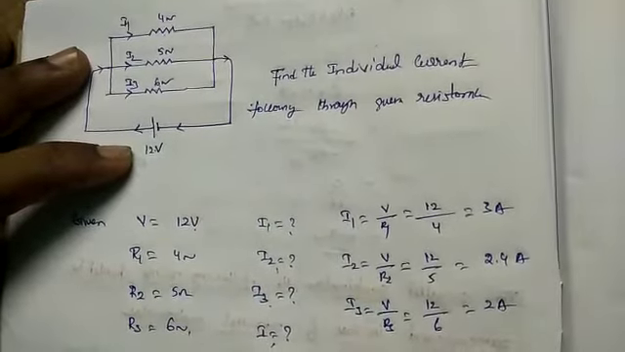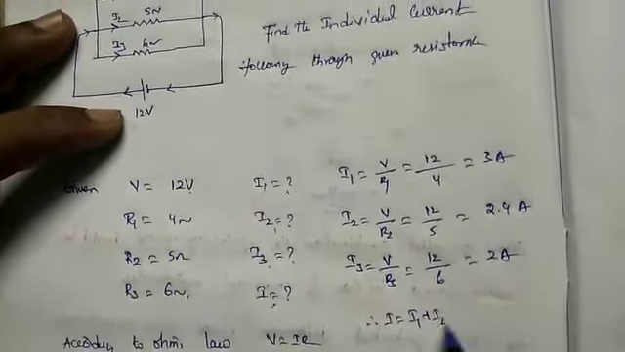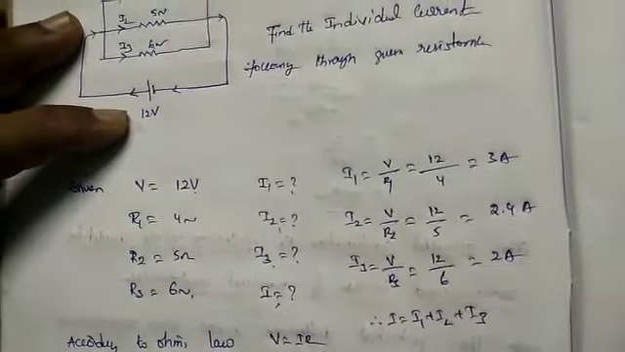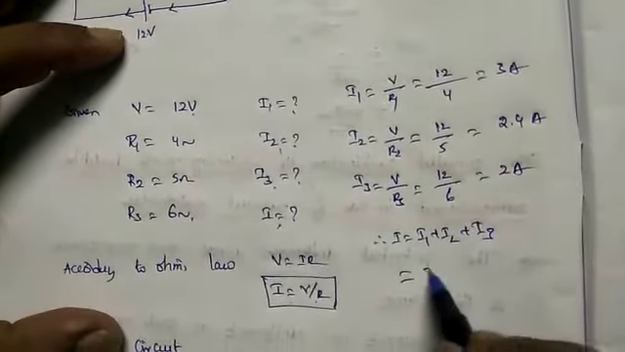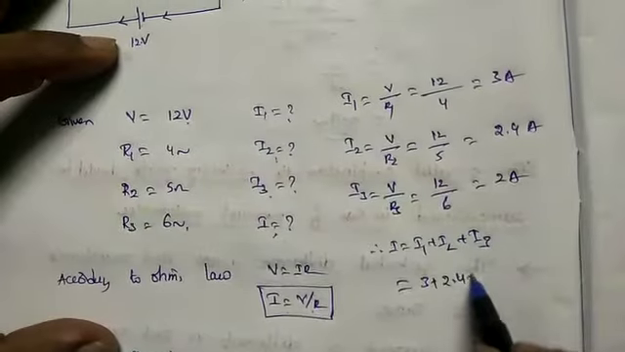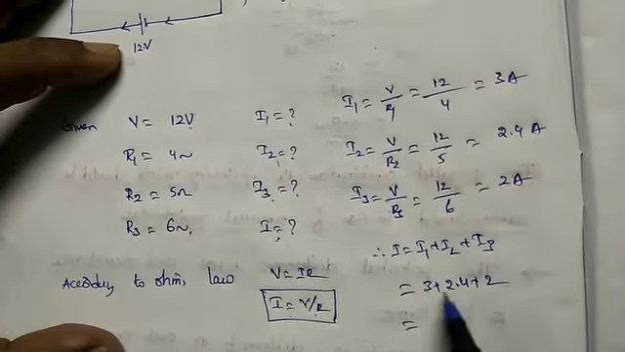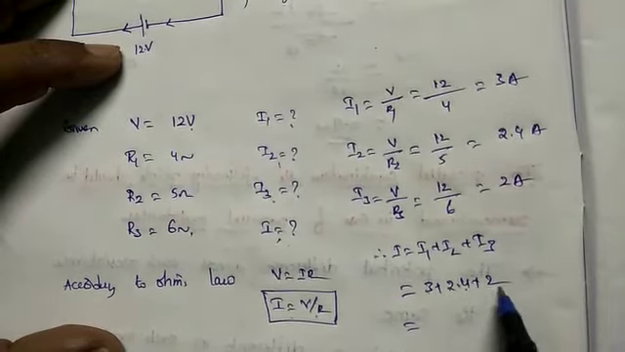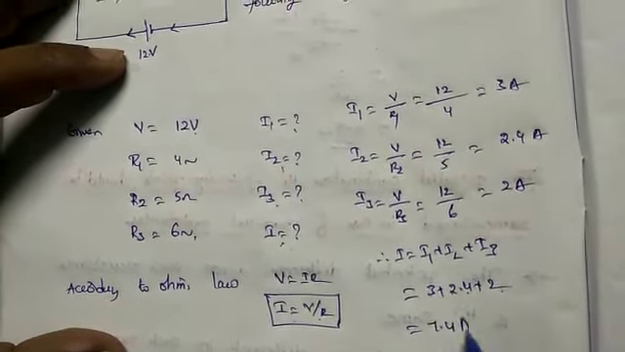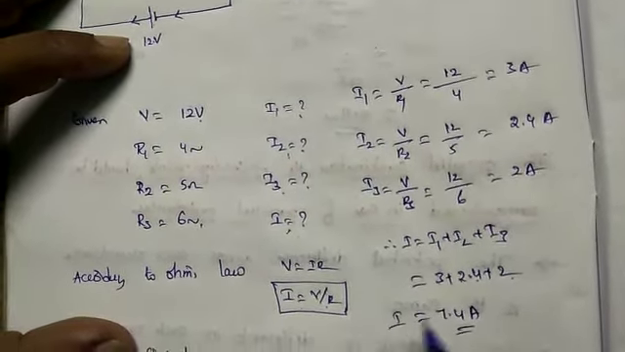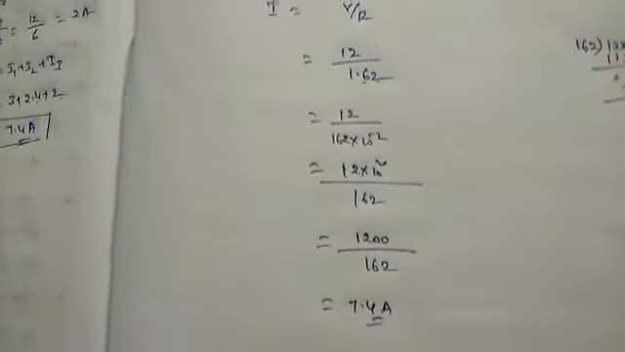Therefore, what is I? I is equal to I1 plus I2 plus I3. That is equal to 3 plus 2.4 plus 2. That is equal to how much? 3 plus 2.4, 5.4. 5.4 plus 2, 7.4 amps. See here, this is the total current I. We can get it passing through like this, or as in the problem, we have to find it like this also.